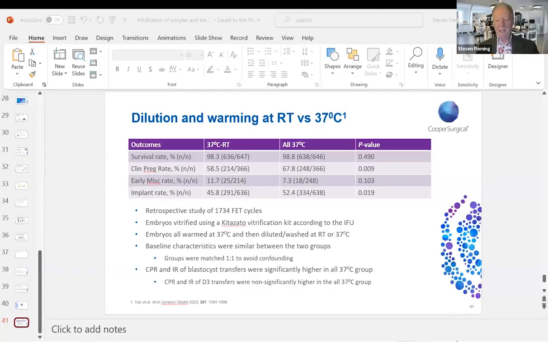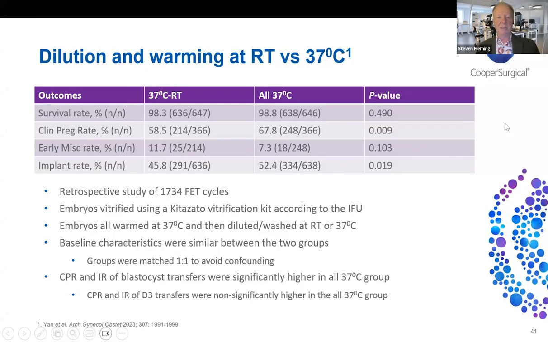So this has just been published very recently. In fact, when I first looked at this, it was still under peer review, but it's now been reviewed and published. And it's a very interesting study because it's quite a large study. So, albeit a retrospective study, they looked at 1,734 FET cycles. And these embryos were either cleavage stage embryos or blastocysts, and they were vitrified using a Kitazato vitrification kit according to the instructions for use for both cooling and warming.